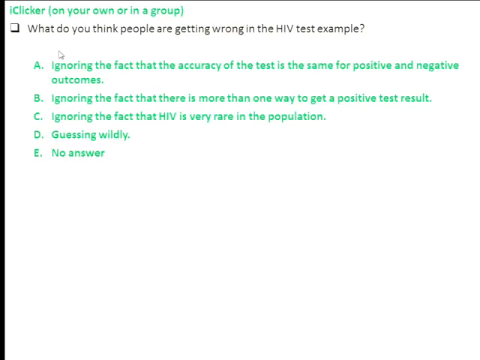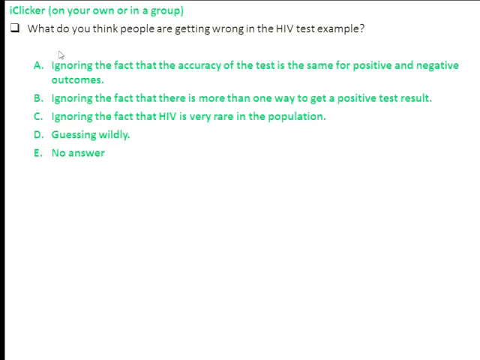Like, oh, it didn't even occur to me that actually you could get a test result if you're negative. Are they ignoring the fact that HIV is very rare in the population? Or are they just guessing wildly? We know they're not guessing wildly, right? Because if by wildly we mean completely randomly, we would have expected some people to think it was less than 0.5. Of course, I didn't give you that option, but what do folks think? What's anybody's guess as to what's really going wrong here?